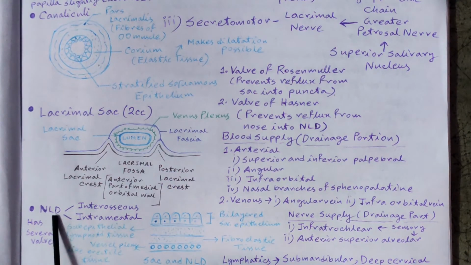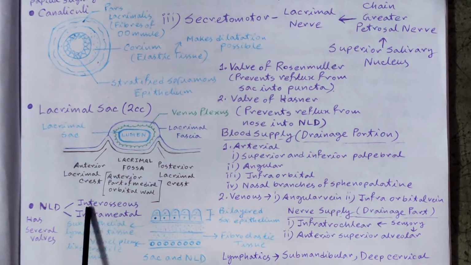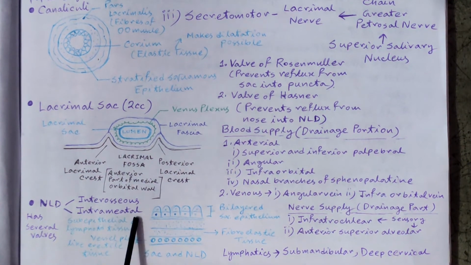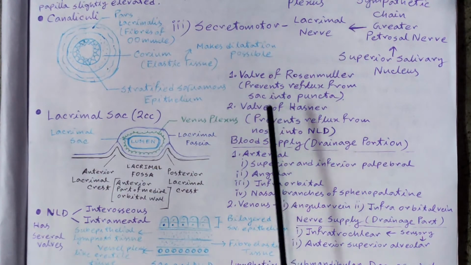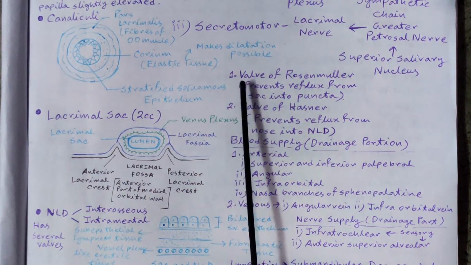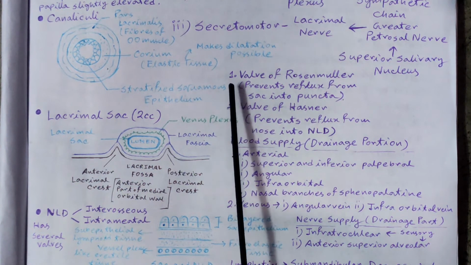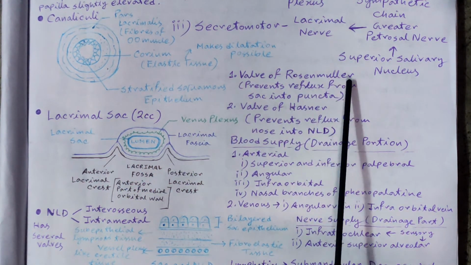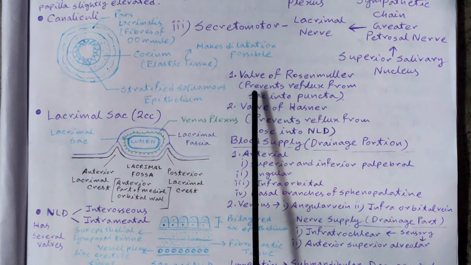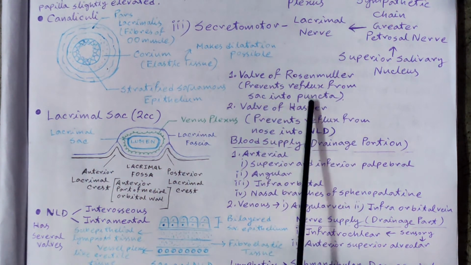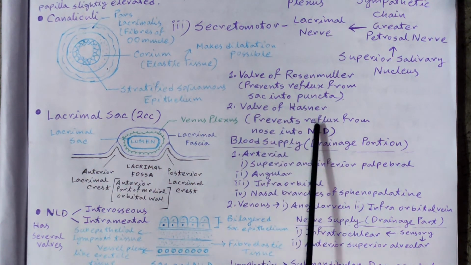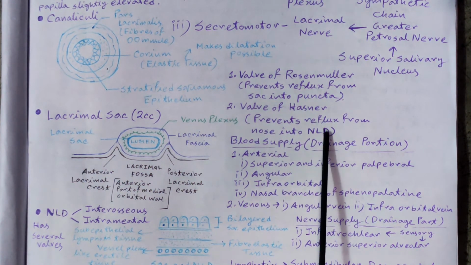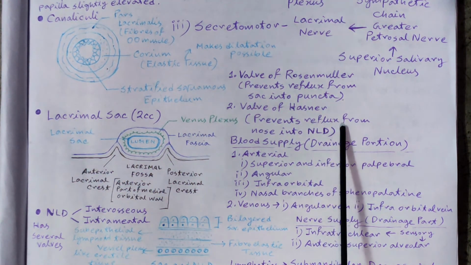The nasolacrimal duct can be divided into two parts, the interosseous part and the intrameatal part, and it contains several valves. There are two valves located throughout the drainage portion. The valve of Rosenmuller is present between the common canaliculus and the lacrimal sac. It prevents reflux from the sac into the puncta. And the most important valve is the valve of Hasner, which prevents reflux from the nose into the nasolacrimal duct. It is present in the inferior meatus of the nose.